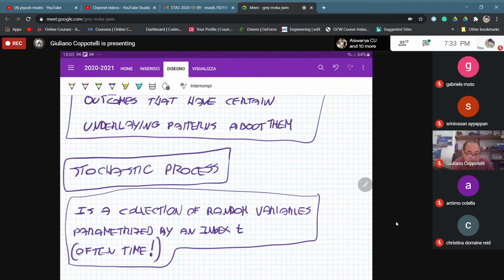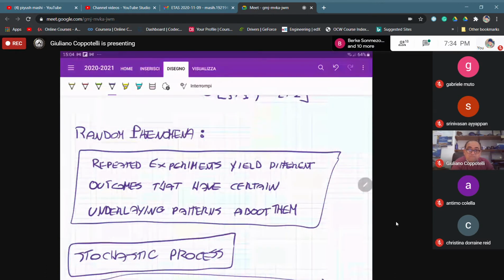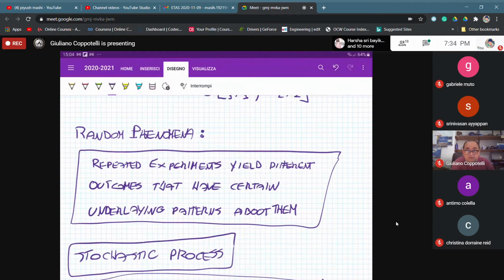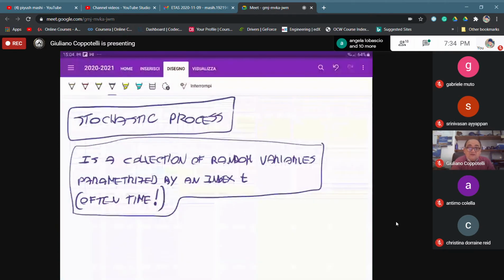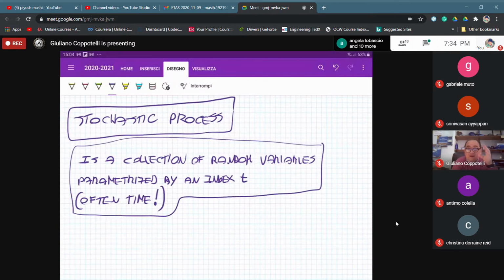So please distinguish between a random phenomena and the capability of your model to capture and represent those random phenomena through the underlying patterns. If there is just one underlying pattern, if we can parameterize all of those random variables, as a result of whatever test you were carrying out, by just one index, then we are dealing with a stochastic process.